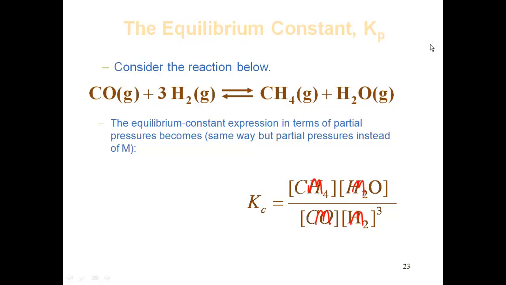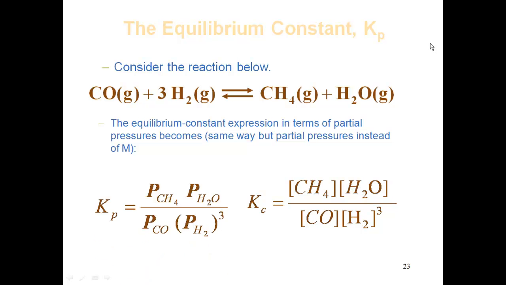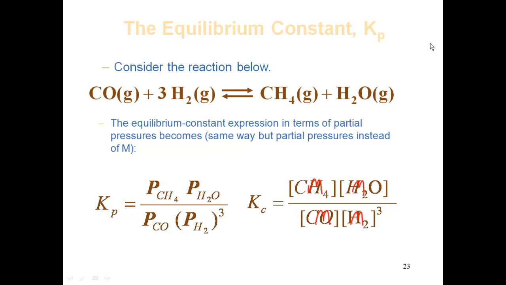Or I may be given the atmospheres of things, the partial pressures. So I can do the same thing, except it'd be the partial pressure of methane times the partial pressure of water, both to the first power, divided by the partial pressure of carbon monoxide times the partial pressure of hydrogen gas to the third power. Once again, I have to put in atmospheres for each one of these. As long as I plug in atmospheres, I work this as a Kp problem. So, if I'm given atmospheres, I just plug in things and do a Kp. If I'm given molarities, I plug in my numbers and do a Kc.